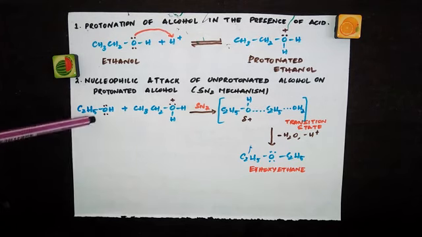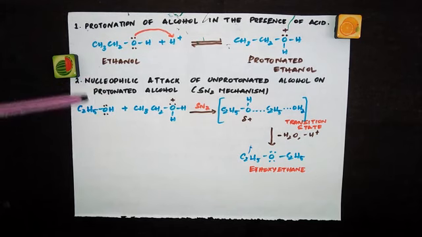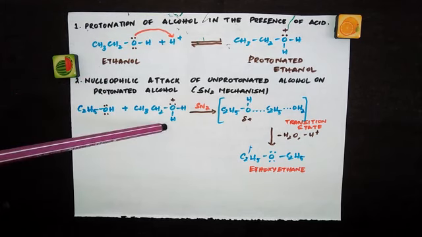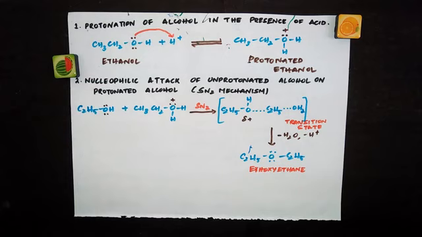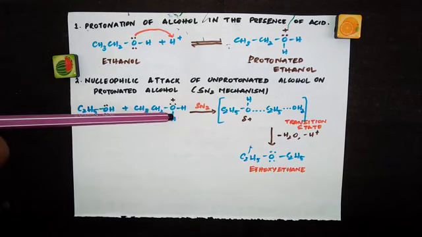Now what happens? The nucleophilic attack of unprotonated alcohol on the protonated alcohol, because the protonated alcohol has a positive charge and this unprotonated alcohol has electrons here. So this acts as a nucleophile and this goes and attacks this protonated alcohol.